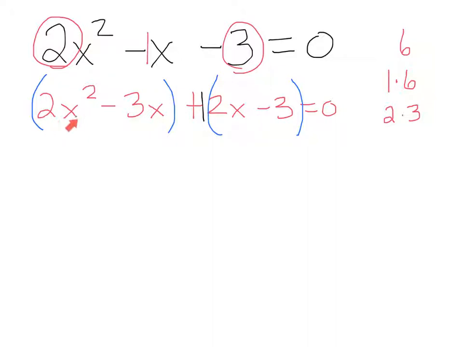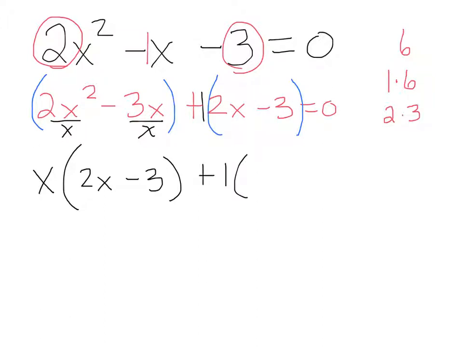So now in this parentheses, I've got to look at what they both have. This has an x squared and this has an x. So I can factor an x out. So I'm going to write x times, and so I'm dividing this by x, and I'm dividing this by x, and I get 2x minus 3 plus 1 times, and there's nothing I can factor out of 2x minus 3 here, so I'm just going to write 2x minus 3, and that all equals 0.